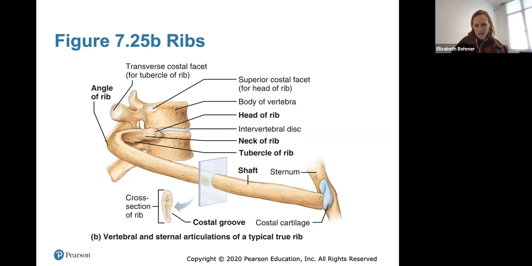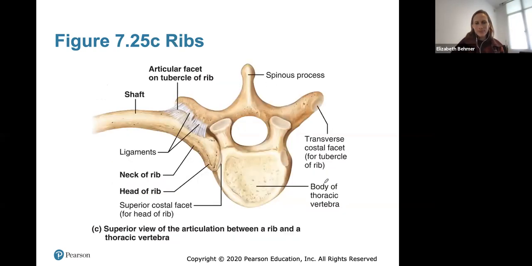So you can see here the head, the neck, and the tubercle of the rib will all fit in with the vertebra on the posterior aspect of the vertebral column. And then the costal cartilage of the rib in the front will attach to the sternum. Here's a look at how the ligaments will help the ribs attach to the thoracic vertebra.